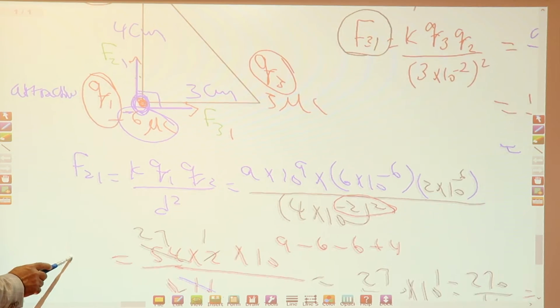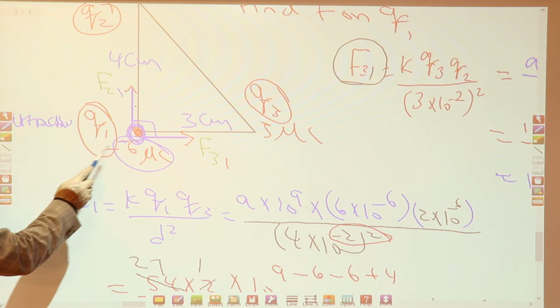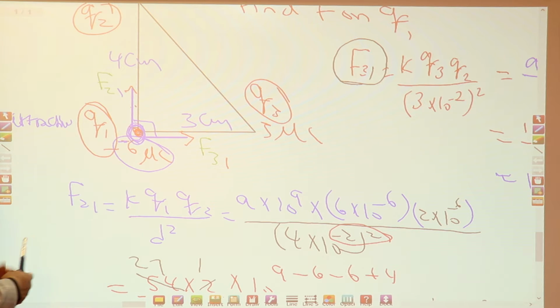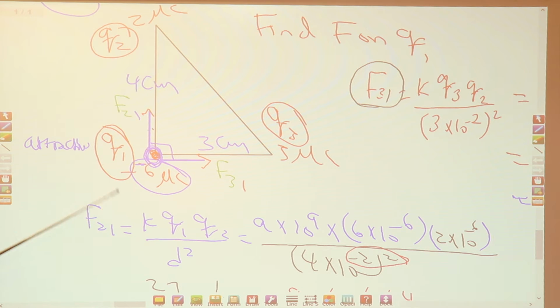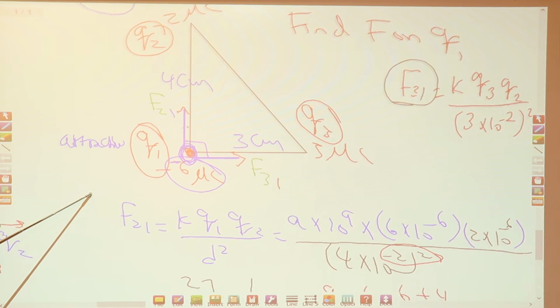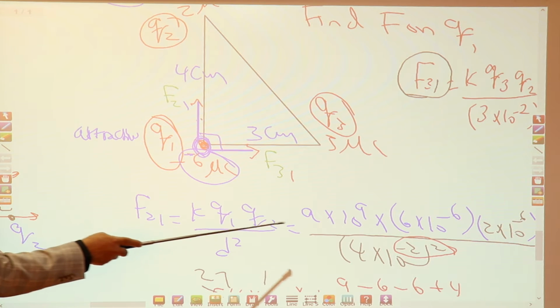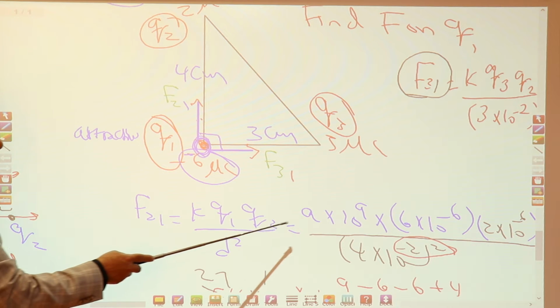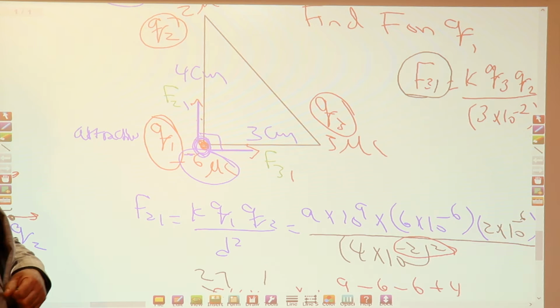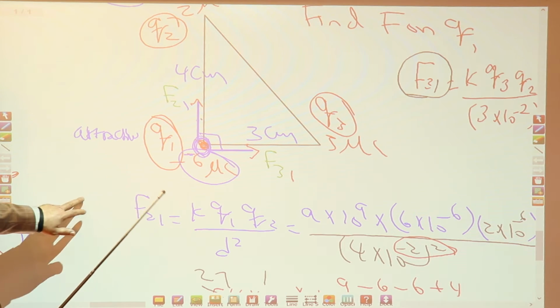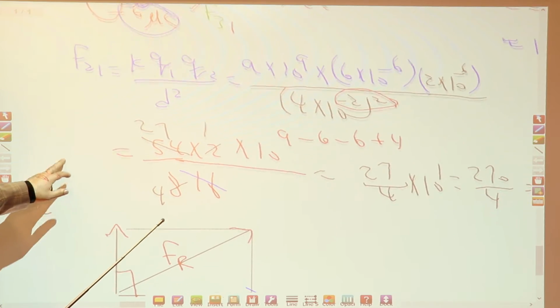Then after that we calculate the force between 2 and 1, the force from the charge Q2 on Q1, which is F21 equals K Q1 Q2 over d squared. Then you remember K is 9 times 10 to the 9, and you calculate the force. Then you keep going with the arithmetic.